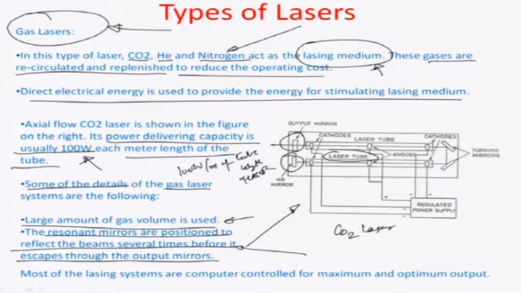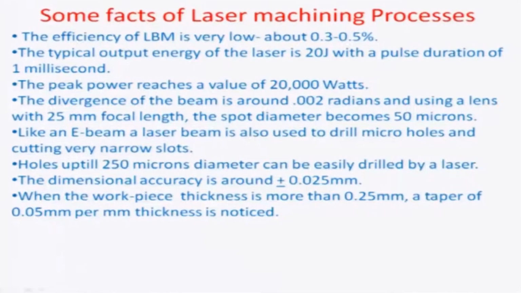So, having understood the fundamentals of how lasing happens, let us look into some of the facts based on the machining processes of these laser systems. The very important fact which needs to be mentioned here is that the efficiency of LBM is very, very low, in the range of about 0.3 to 0.5%, meaning that most of the energy coming out of the lasing process is either reflected or does not do anything useful.